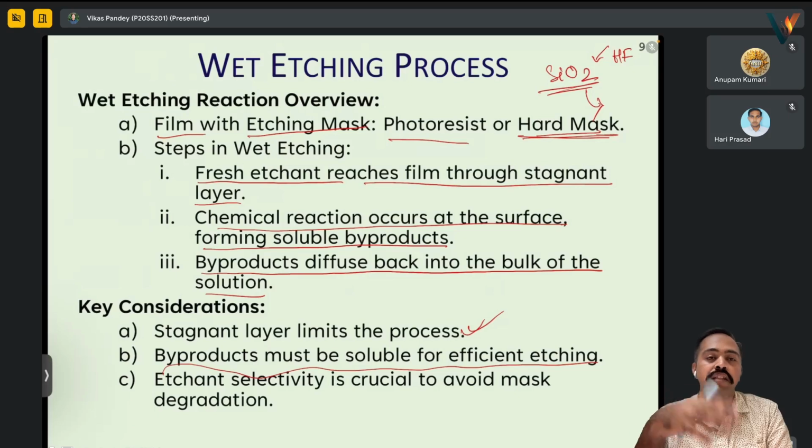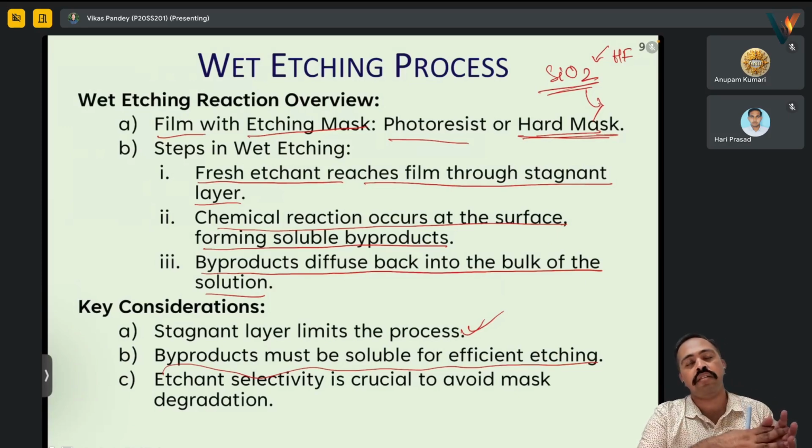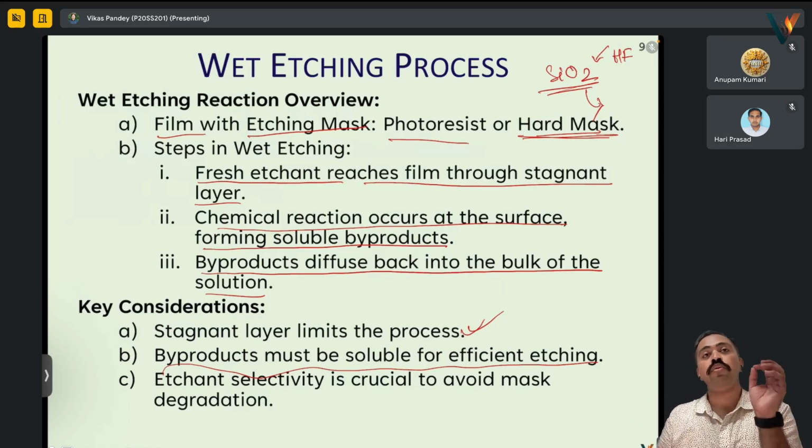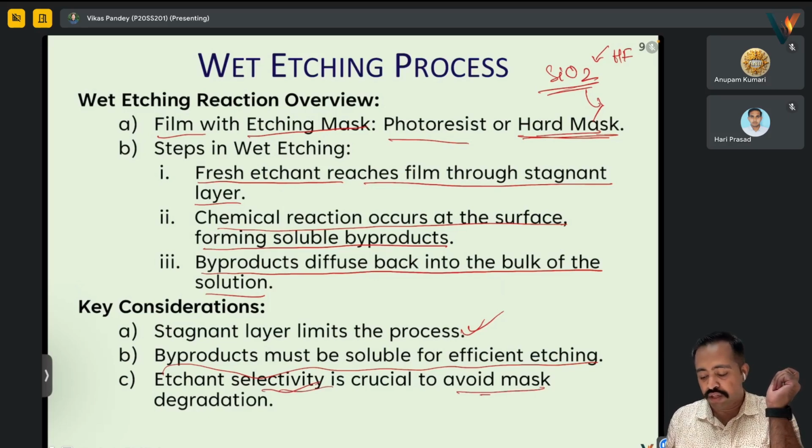And then it is able to remove that. So such problems can occur. That's why one of the best ways is that the byproduct is soluble, or you know what the duration is after which it will be made, and how to make it soluble or how to make it go away. Then etchant selectivity is crucial to avoid mask degradation as well as substrate degradation.